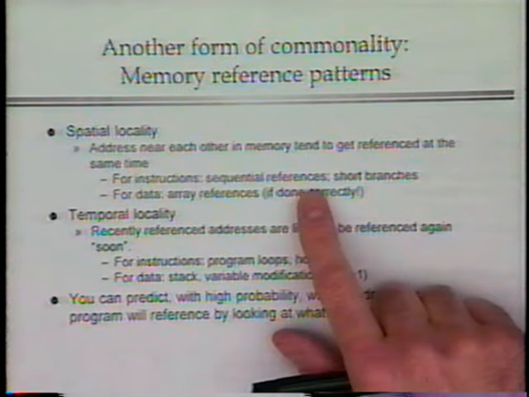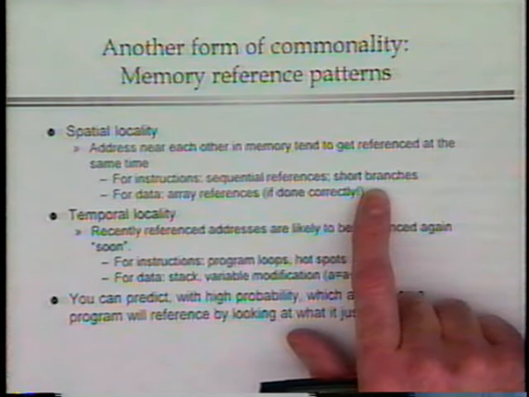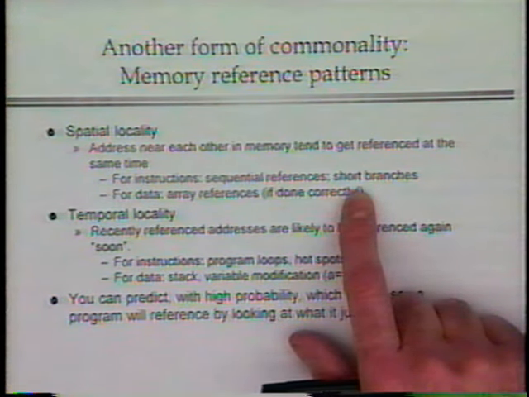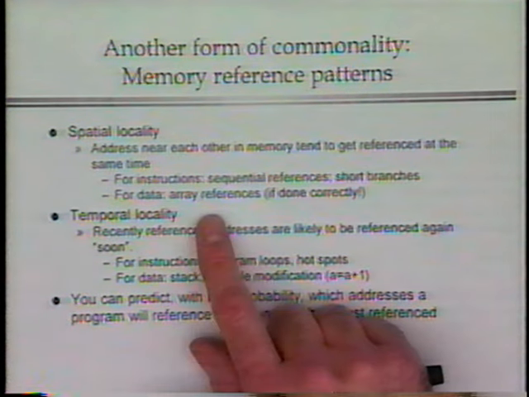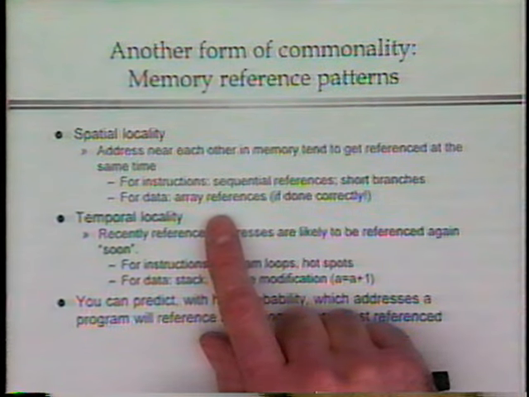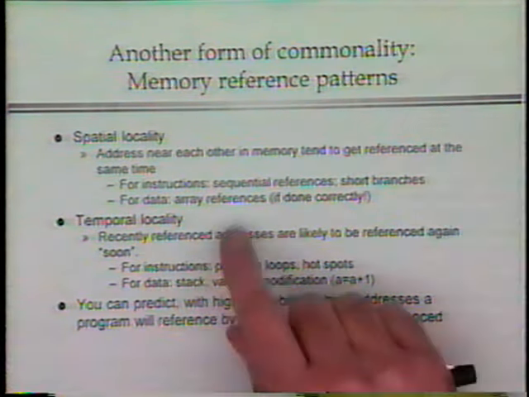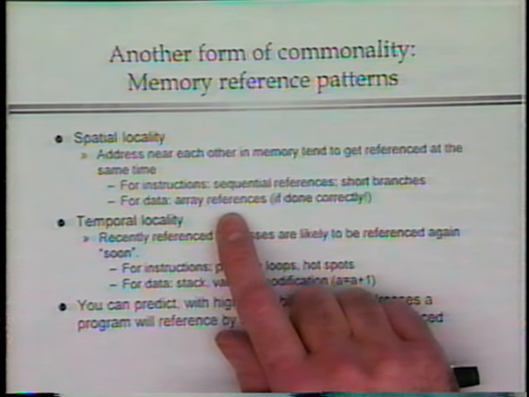For instructions, because of sequential instruction references, obviously they execute in sequence, and branches, we'll see measurements to support this later, tend to be relatively short. So wherever you're executing now is probably close to where you're going to be executing later. For data, array references can be the same thing. If you lay out the array in memory correctly, and you access it in sequential order, then those memory references will be in sequential order.